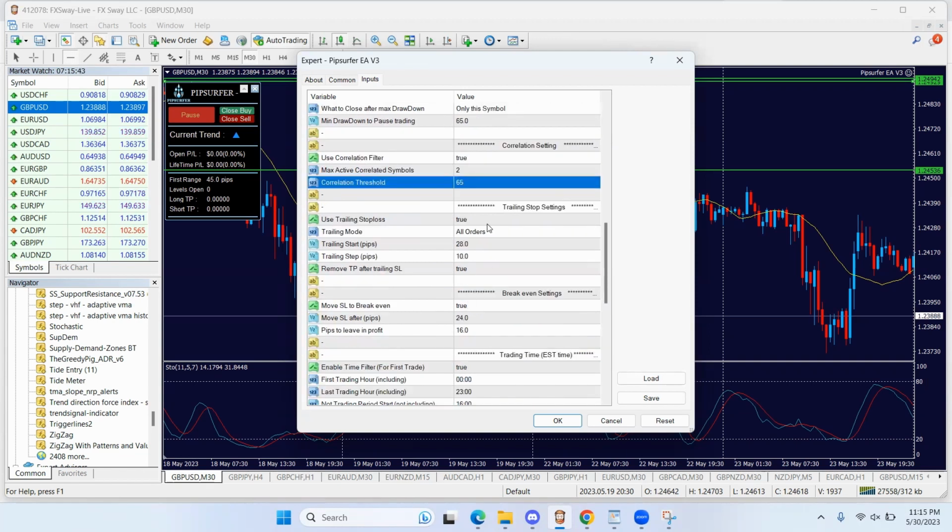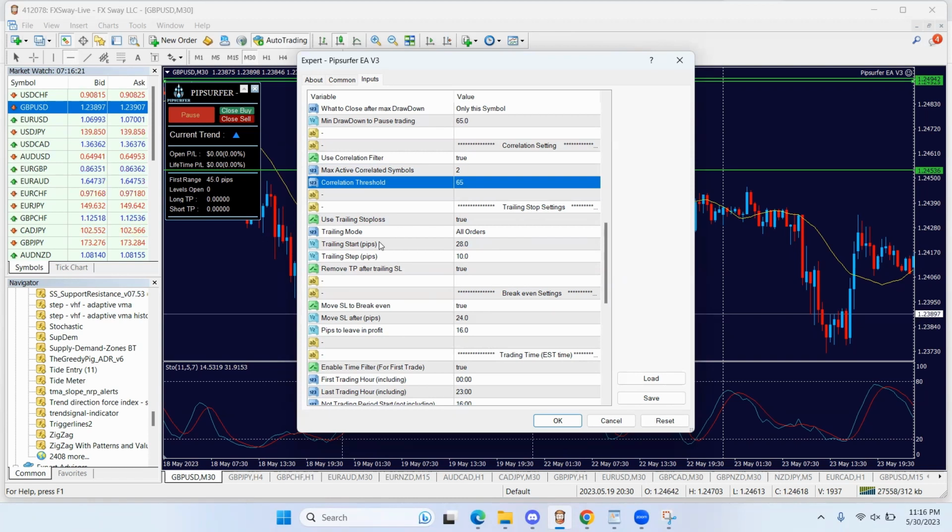Trailing stops, these are your basic risk management. So trailing stop loss, what that means is, as your trade, let's say you place a trade, gets into profit, there's a mechanism with MetaTrader to where you can move your stop loss from wherever it is to a certain number of pips behind. So trailing start means it's going to start to trail, and this is in pips at 28 pips. So you get 28 pips of profit, it's going to start to trail.